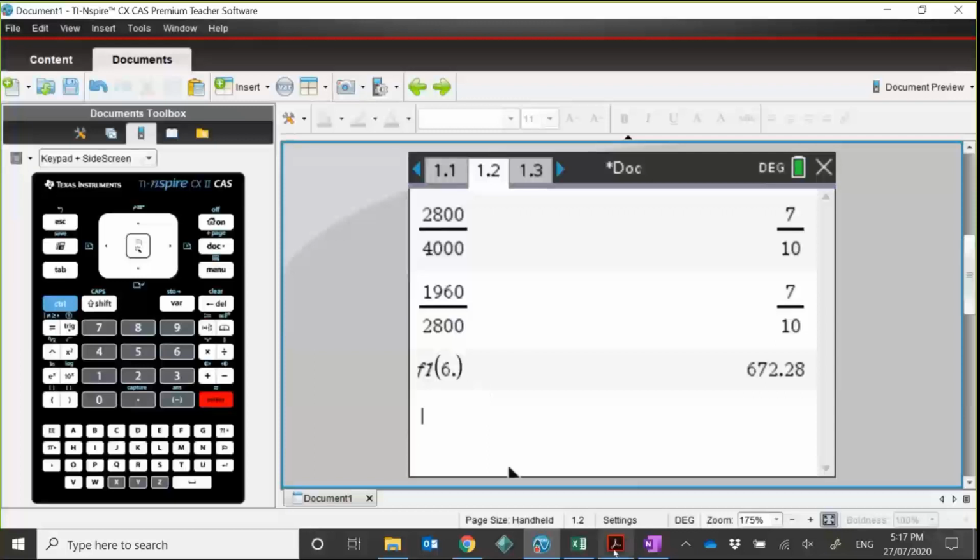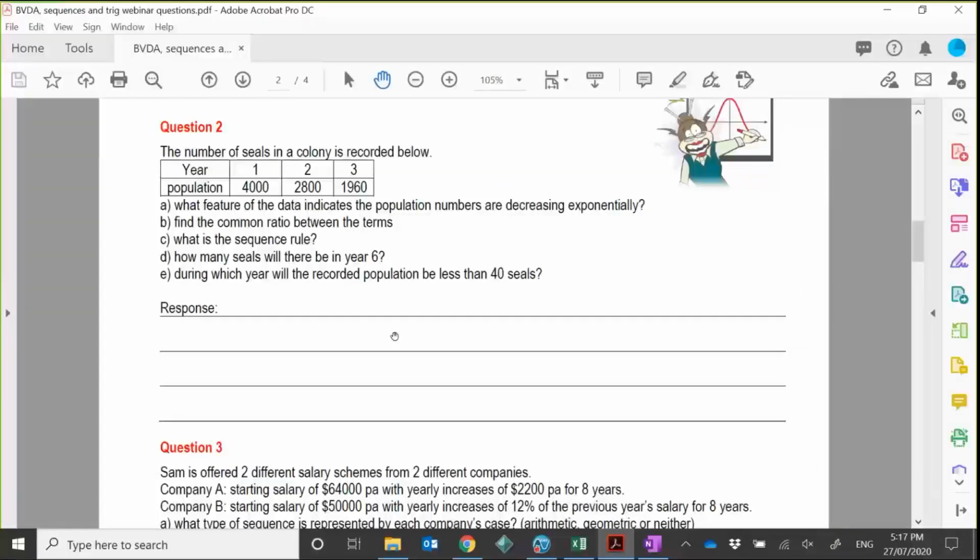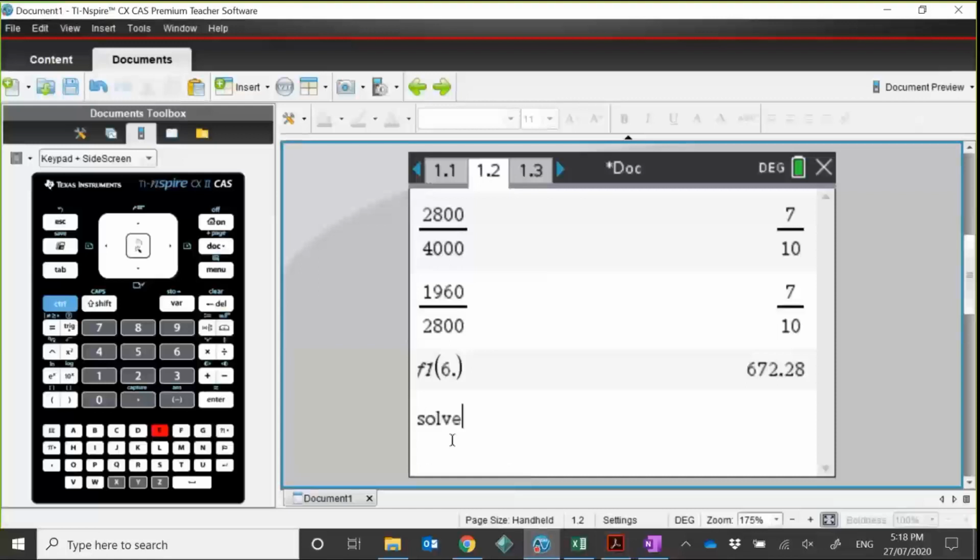Then, part E. During which year will the population be less than 40? Okay, so we want the first time that the population goes to less than 40. So back to the calculator. We want to solve 40 equals F1 evaluated at x, comma x. So what we're doing here is that F1 with the equation that we've got in there, our geometric sequence. We want it to be equal to 40, and we're going comma x to solve it for x.